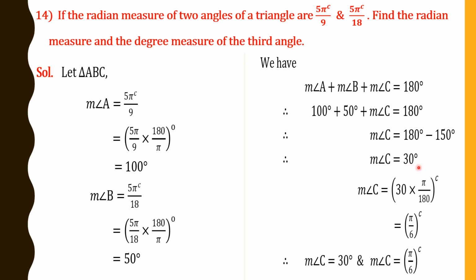We have got the third angle in degrees. Convert it into radians. Multiply this angle by pi divided by 180. 0, 0 cancel. 3 into 6, 18. We get pi divided by 6 radian. Therefore, the third remaining angle, measure of angle C equal to 30 degree and measure of angle C equal to pi divided by 6 radian.